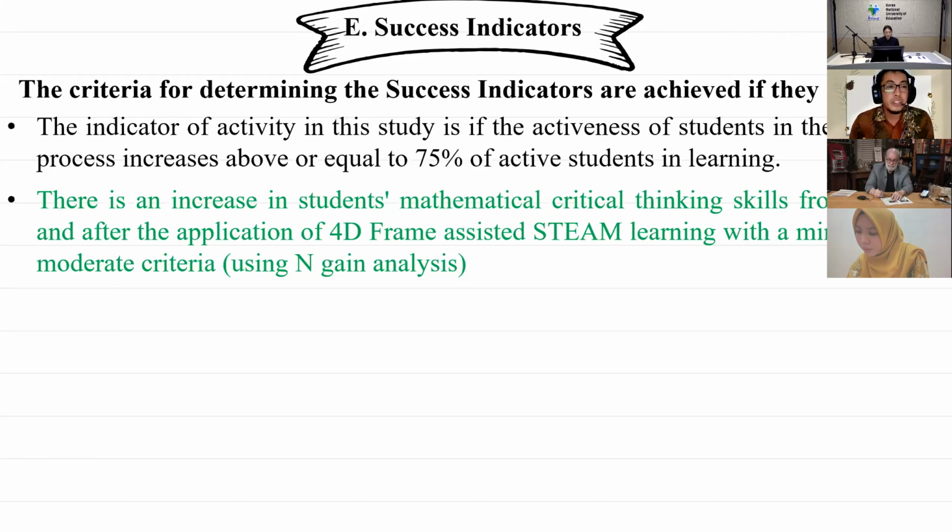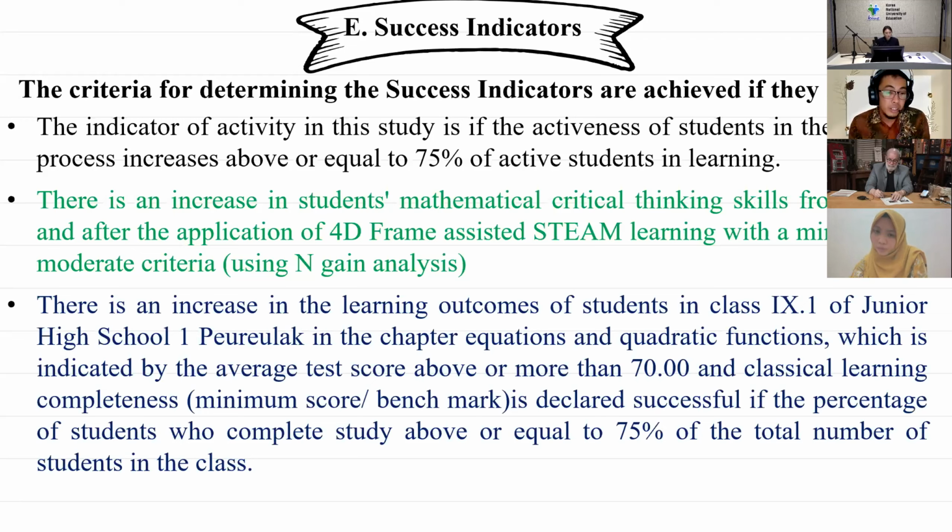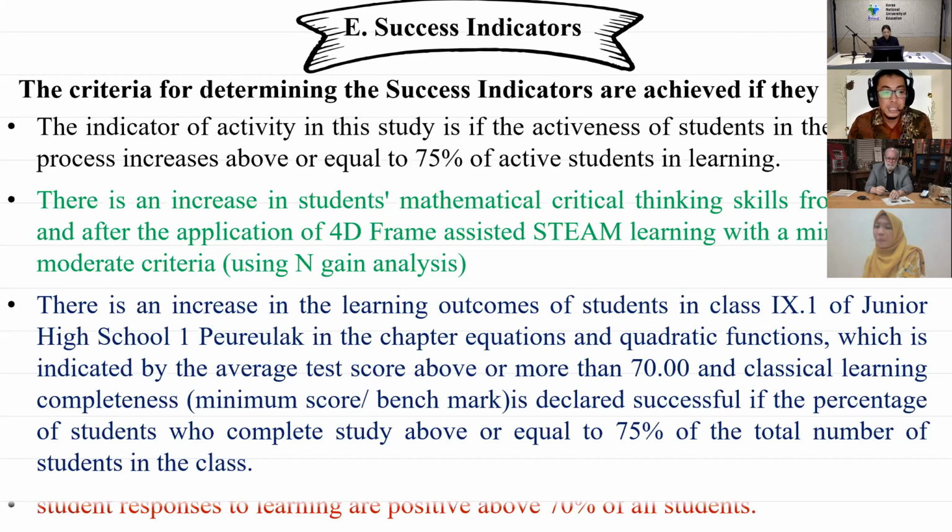And number three, there is an increase in the learning outcome of students in class 9.1 of junior high school 1 Perla in the chapter equation and quadratic function, indicated by an average test score of at least 77. And classical learning completeness, or minimum score benchmark, is declared successful if the percentage of students who completed the study is above or equal to 75% of the total number of students in the class. Next, the student response to the learning is positive, about 70% of all students.